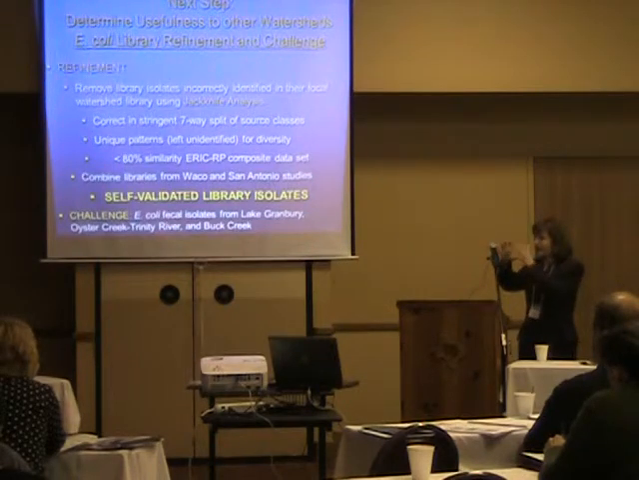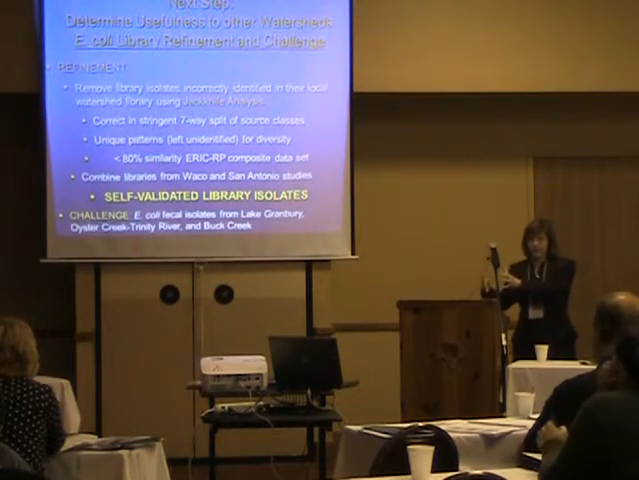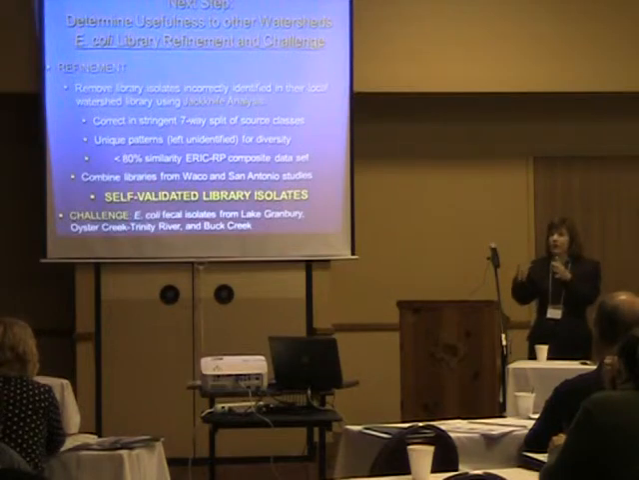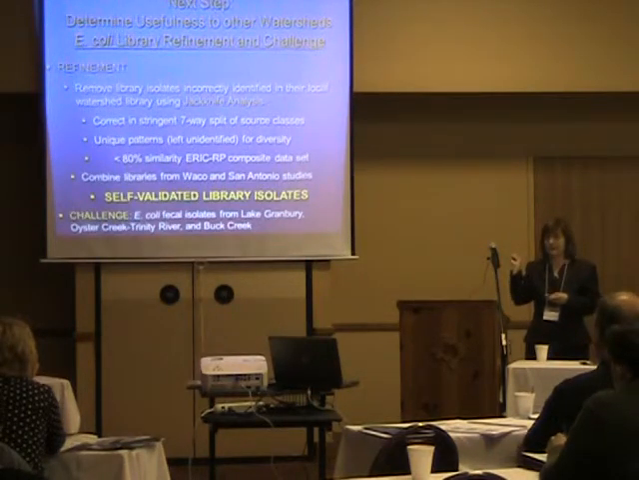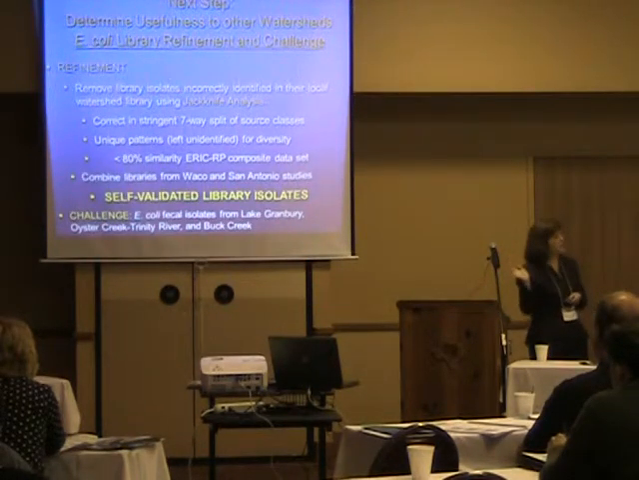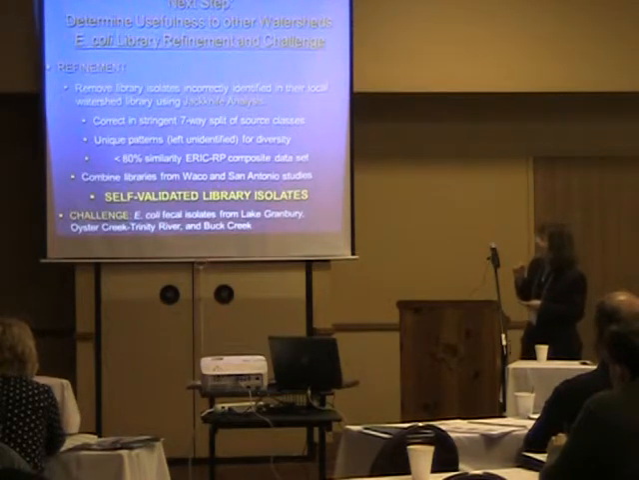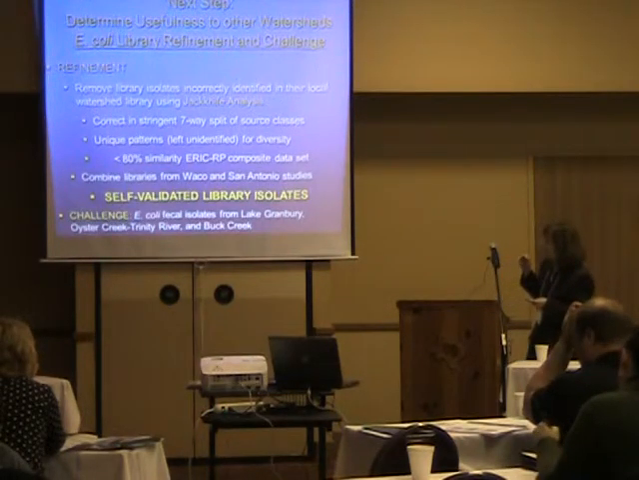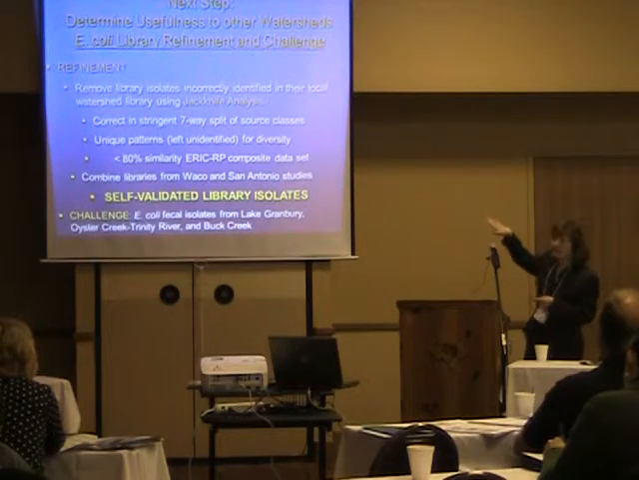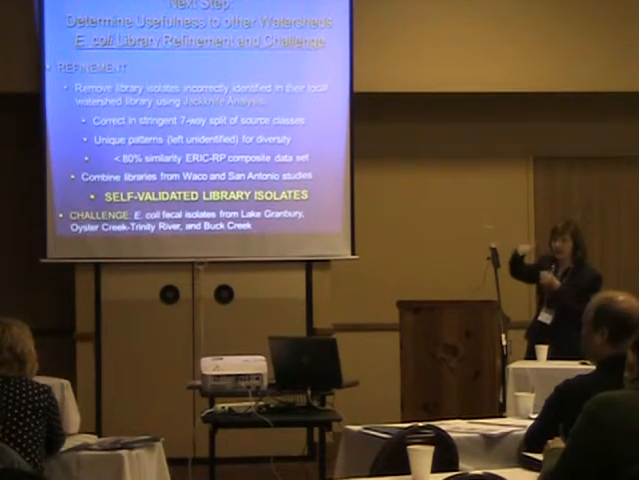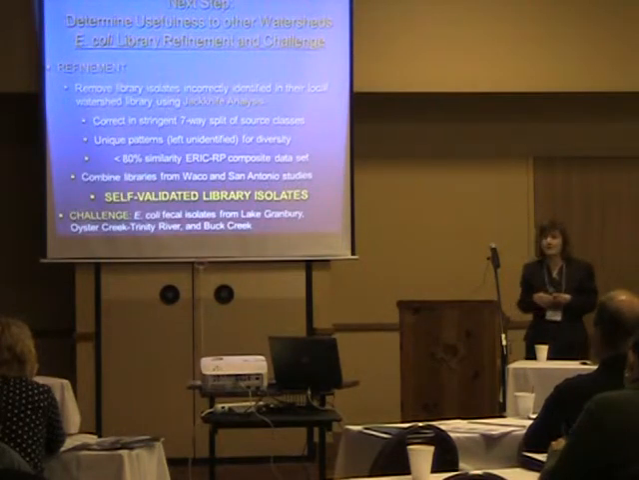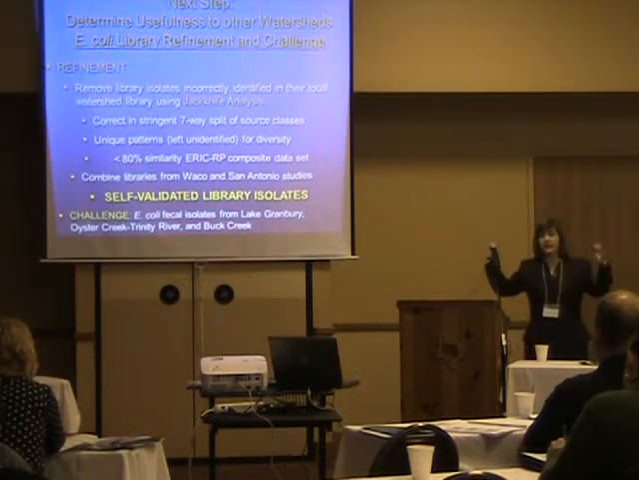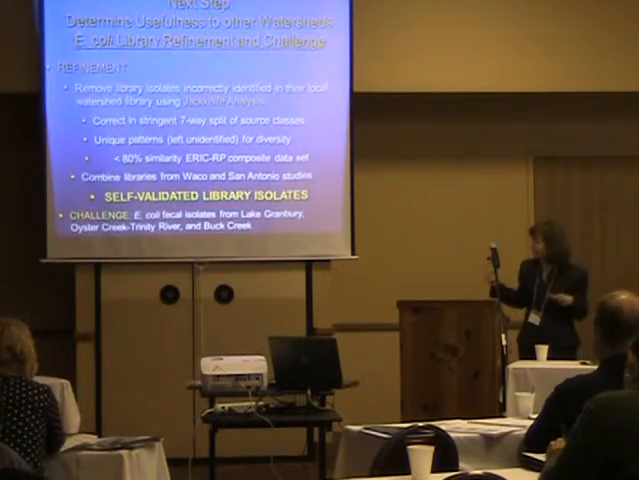So on a local library, we did this for Waco-Belton, we did this for San Antonio, we did that jackknife analysis. If they cross-identified, we cut them out, getting rid of those cosmopolitan strains. We're using the most stringent of the 7-way splits to do that, as far as trying to match them. We did leave in the ones that were left unidentified to increase the diversity of the library.